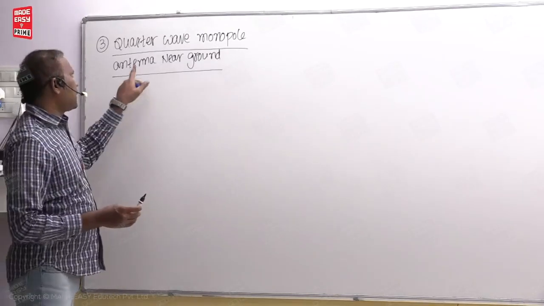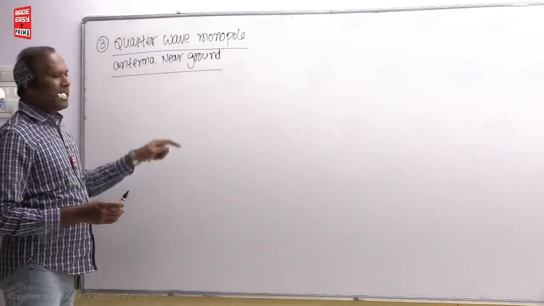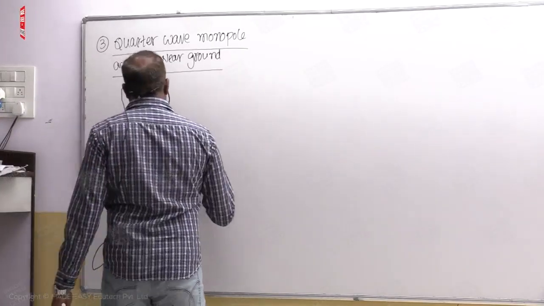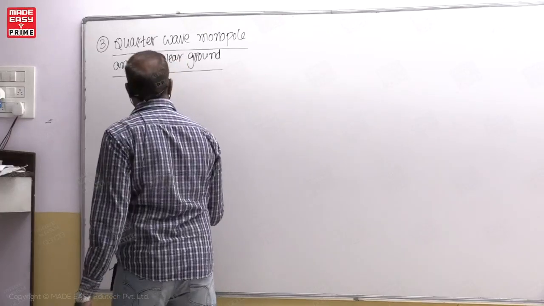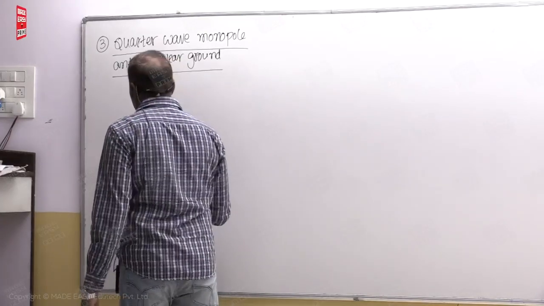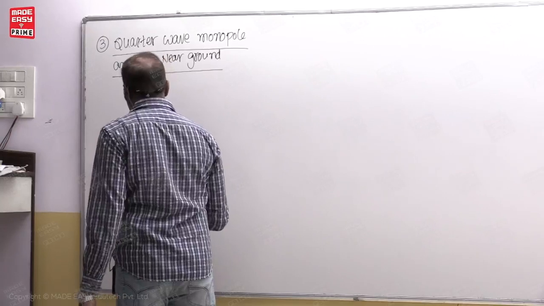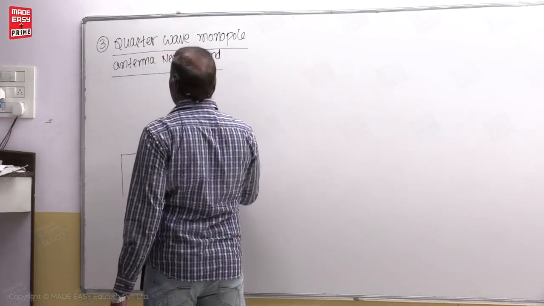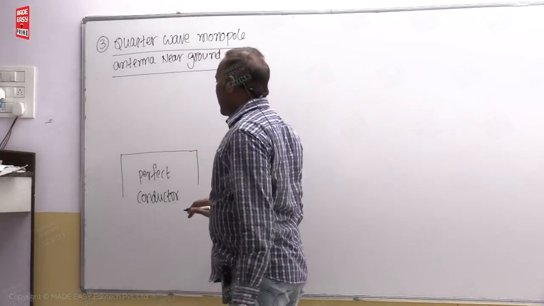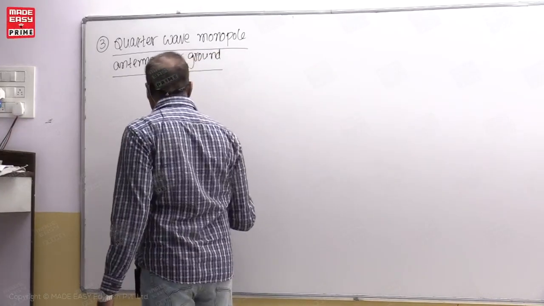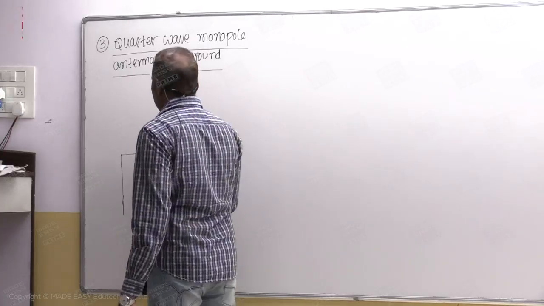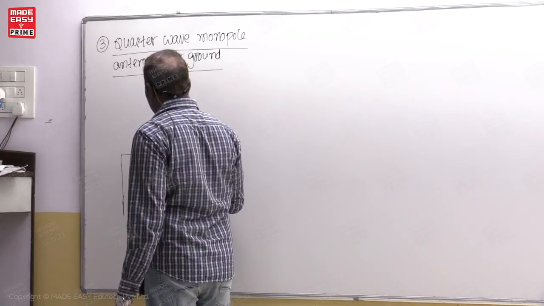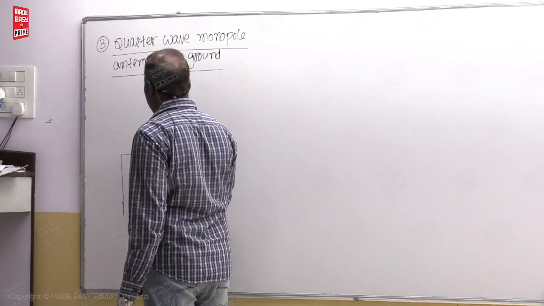So students, next, quarter wave monopole antenna near ground. So let us take this as a conductor, or otherwise it can be near ground also. That is also taken as a conductor. Okay, like this. And the length of this is lambda by 4.